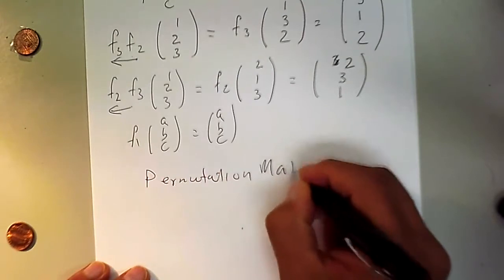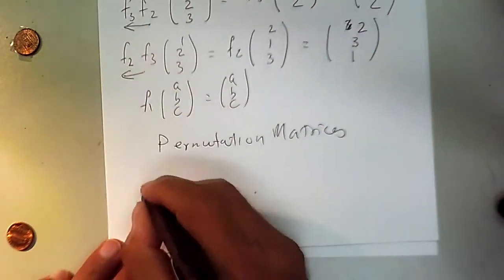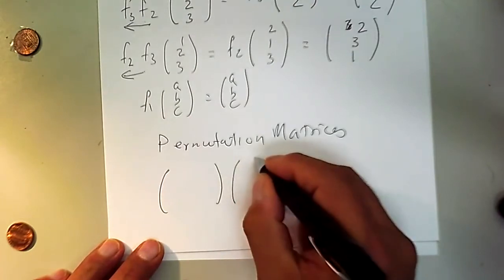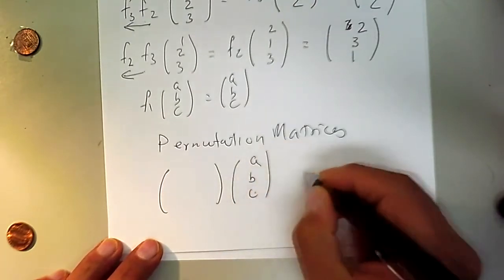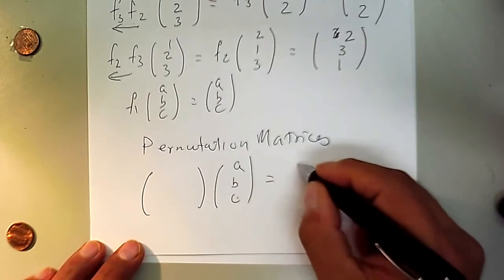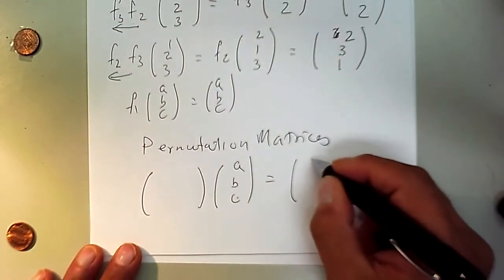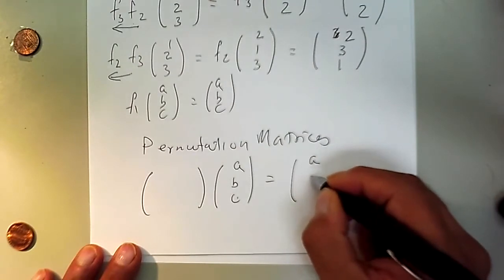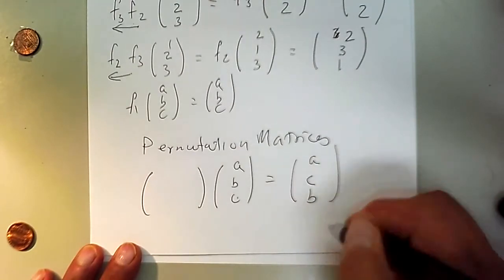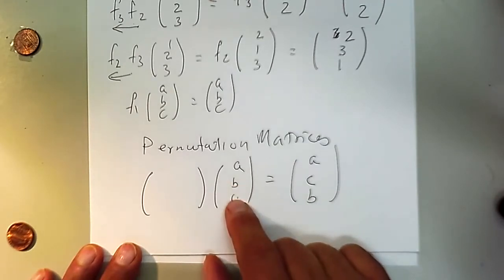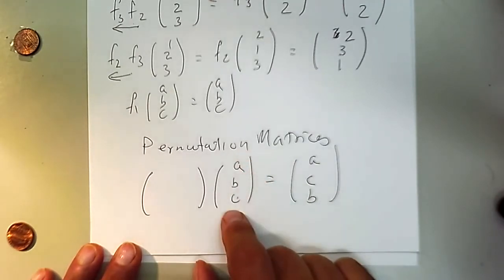Permutation matrices. So there's a permutation matrix. There's a matrix which will take A, B, C, just as an example, and it will take it into A, C, B. So it exchanges the last 2 elements in this column vector.